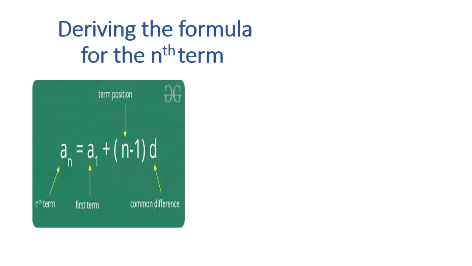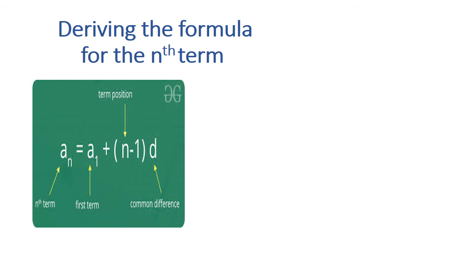This is the formula. Yes, an is equal to a1 plus n minus 1 into d. What is an? The nth term. a1 is the first term. d is the common difference. What is n? n is the term position. As I said, for the 15th term, n is 15.